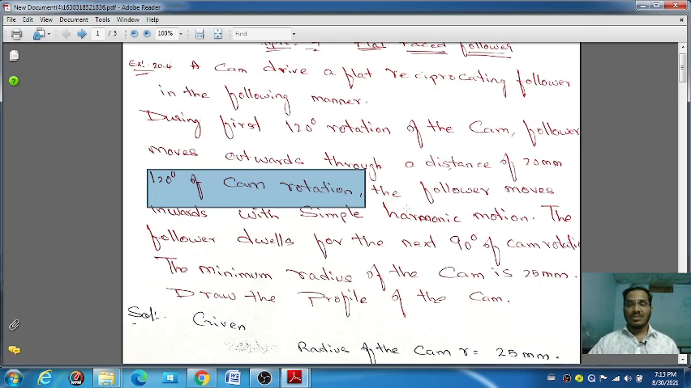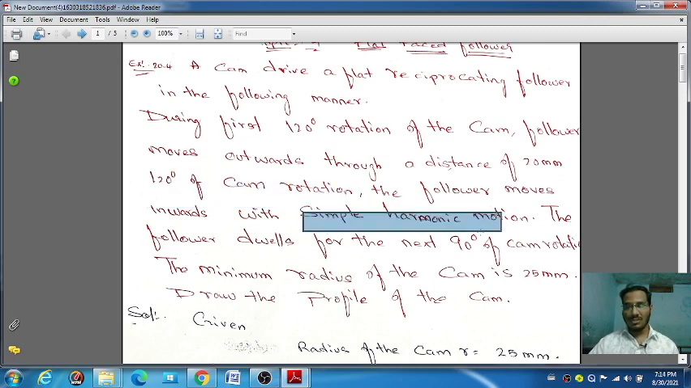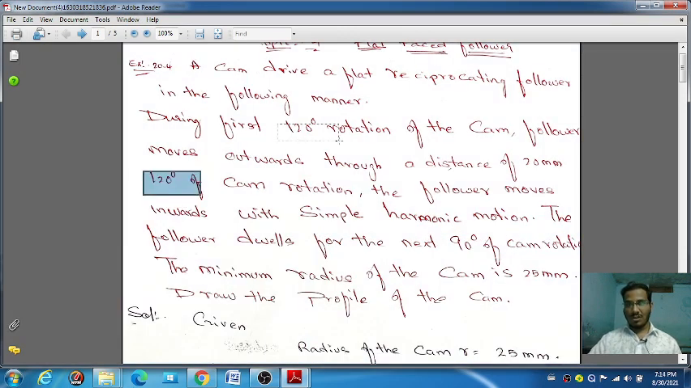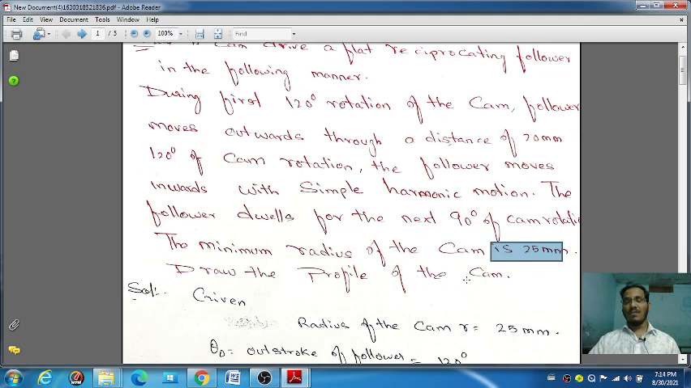Next, the question is saying the follower moves inward with simple harmonic motion. Here the question is saying the simple harmonic motion condition is there, not a uniform velocity. Then after that the question is saying the follower dwells for the next 90 degrees of the cam rotation. Means after the return stroke, this is your return stroke value, this is your outstroke value, this is your height of the follower, and after the return stroke the remaining dwell is 90 degrees. The minimum radius of the cam is 25 mm. The question asks to draw the profile of the cam.